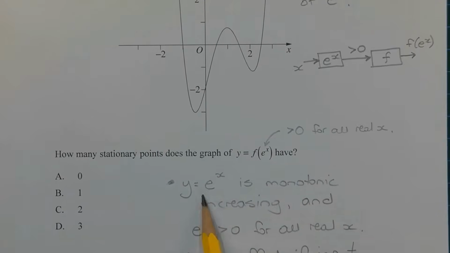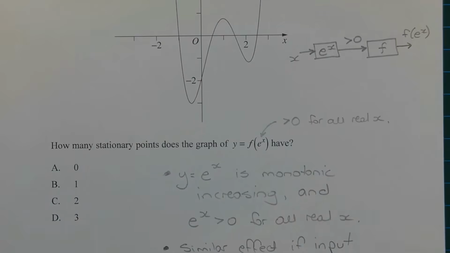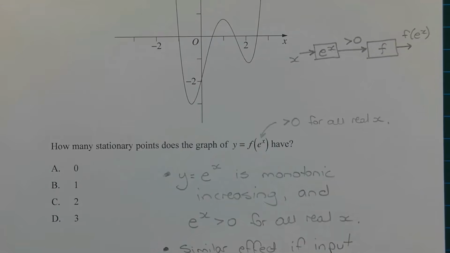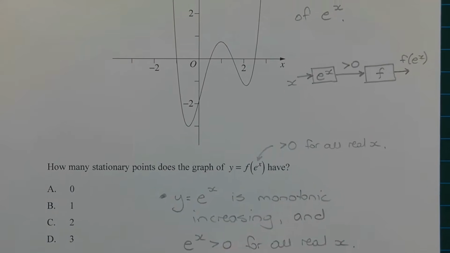Now, y equals e to the power of x is monotonic increasing over all real values of x. And e to the power of x is positive for all real values of x as well. So in other words, regardless of the value of x that we input into e to the power of x, the range of e to the power of x are all positive values.